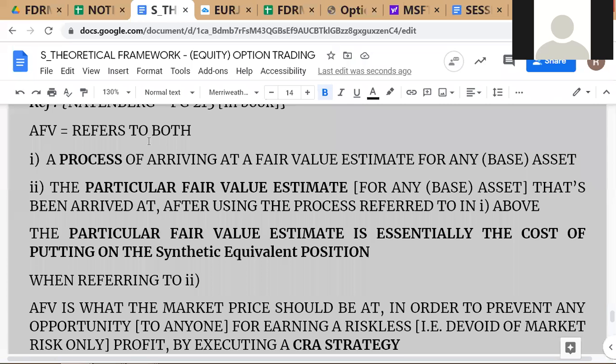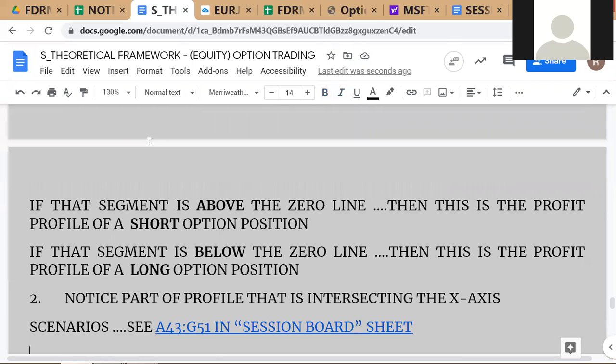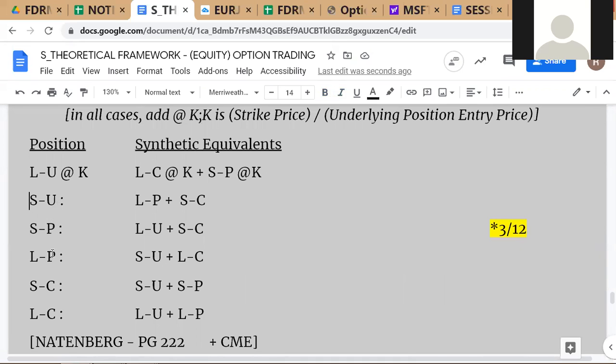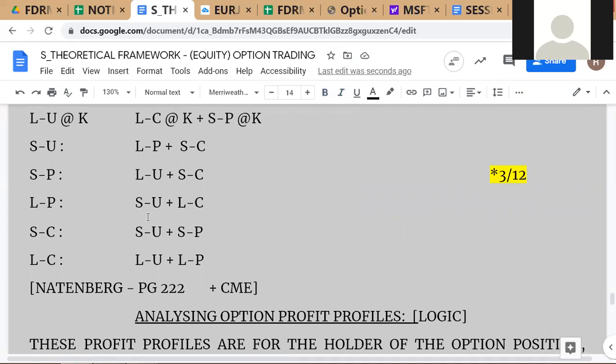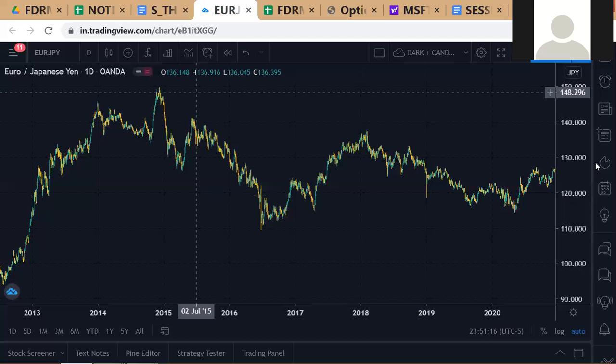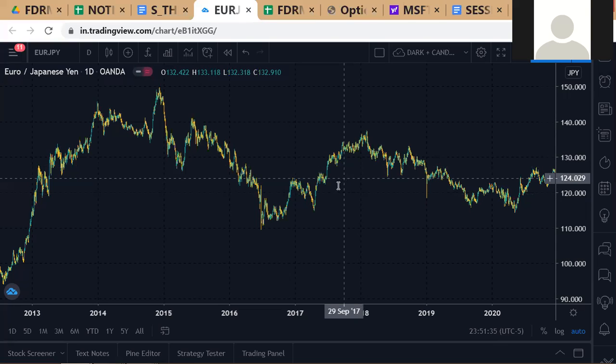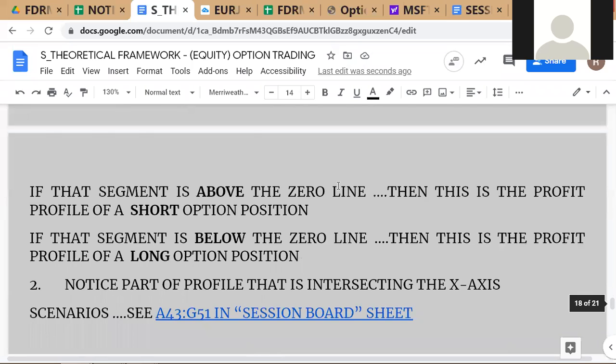Just like here we looked at synthetic equivalents of short underlying, long put, long call, short call, various positions. We look at various positions and then we try to think about what is the synthetic equivalent of that. So similarly, we look at a long euro yen position and we try to find out if there is a synthetic equivalent of that. And in this case, let's assume that we did this analysis and we found that using the synthetic equivalent, one can go long euro yen at a cost of 120 instead of 128, which is the market price.